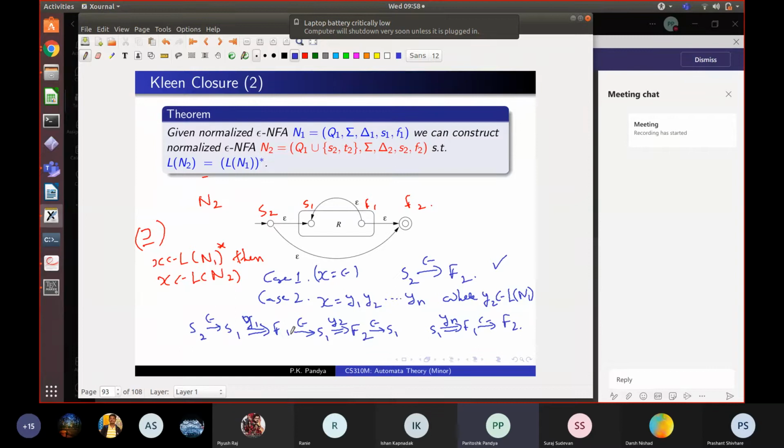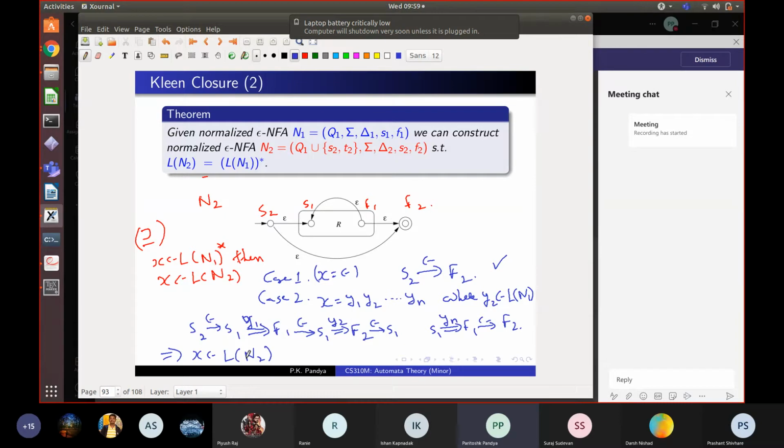So you see this constructed run, using runs which are in original N1 on subwords Y1, Y2, Yn. I get a run which takes me from the start state of my constructed automaton to the final state. And hence this word X, which is of this form, is also accepted by this. It implies that X belongs to the language of N2. So I hope this is clear to you. If word X belongs to the Kleene closure of the language of N1, then it is accepted by N2.